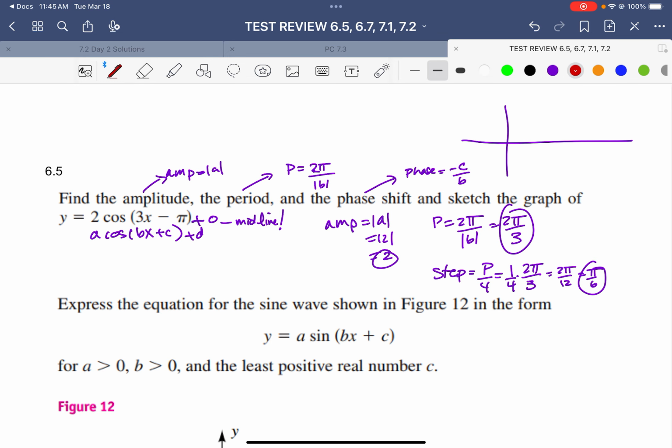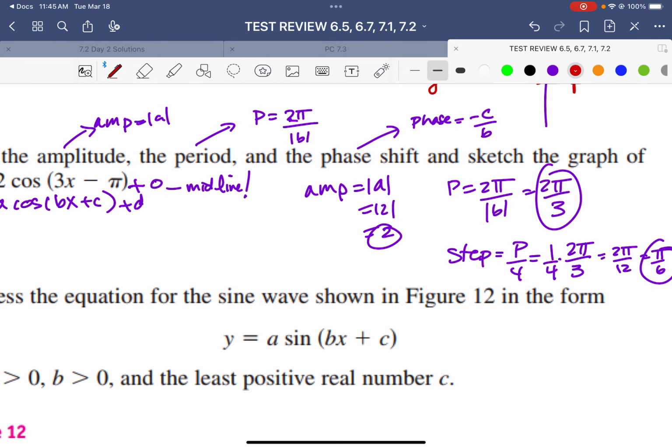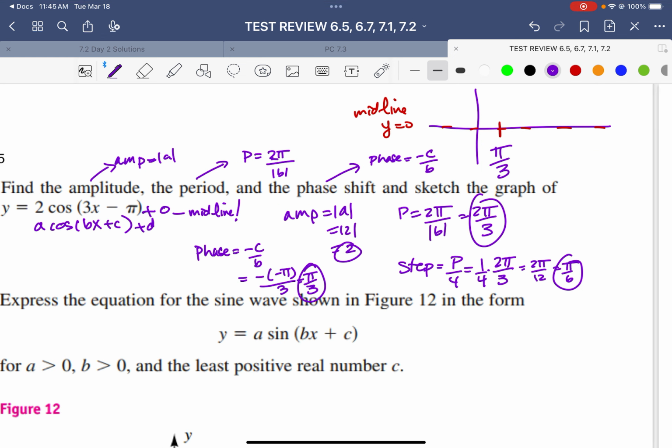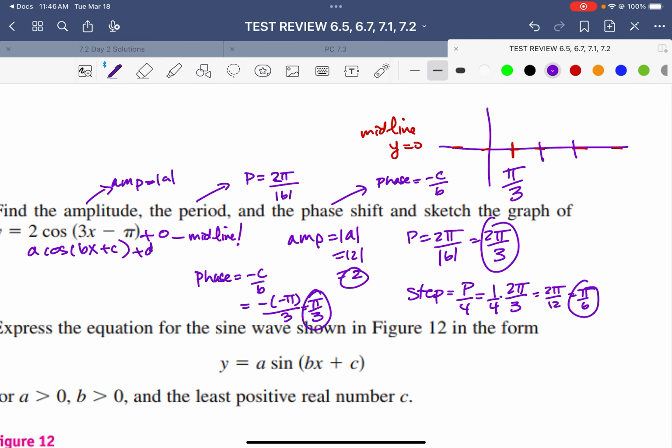Well, I know my midline is at y equals 0. I know that I'm starting at pi. Oh, I didn't do my phase shift. So my phase shift is negative c over b, so it's negative negative pi over 3, which is pi over 3. That's my new starting place. So I'm going to start at pi over 3. And then from there, I'm going to take 1, 2, 3, 4 steps, because I think about the quadrants when I take 1, 2, 3, 4 steps.